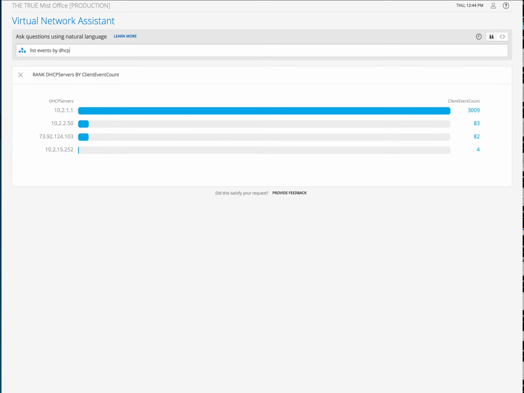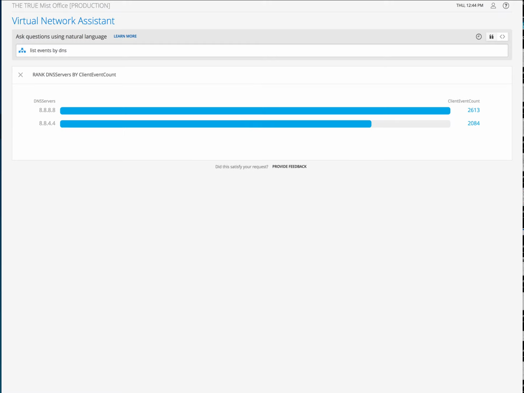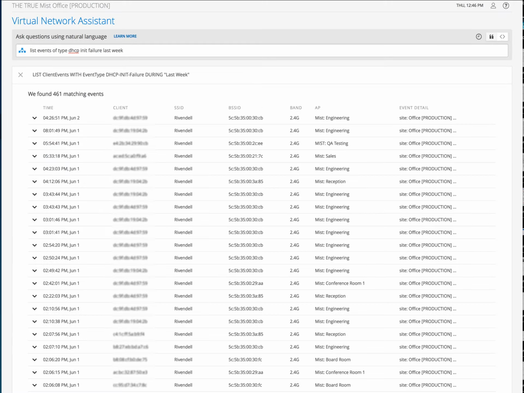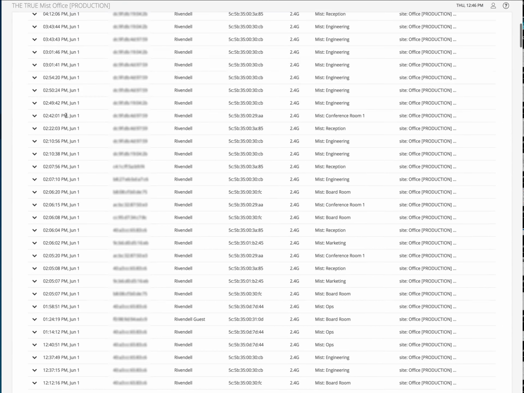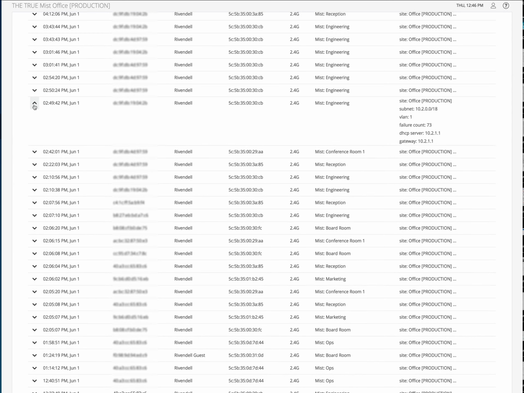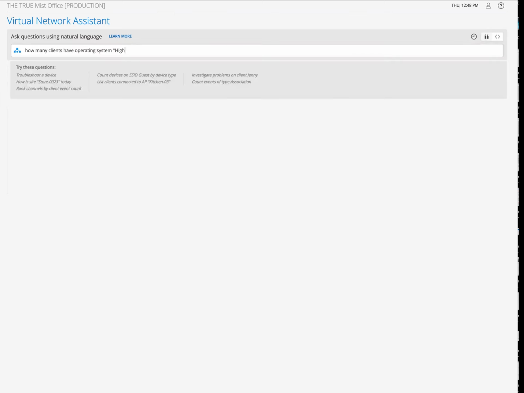Now let's take a look at events by DHCP. Here I see some rogue DHCP servers, which I'm sure caused some office drama. How about DNS? You can see we use Google. How about getting specific and looking for DHCP init failures from last week? As we investigate one, we can see more information regarding this event, failure account and server IP, for example.